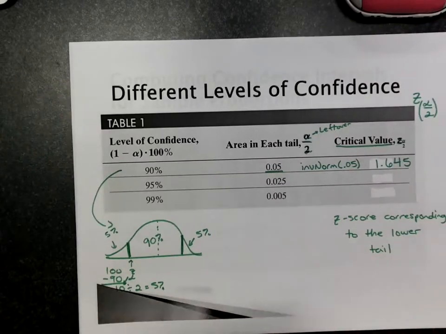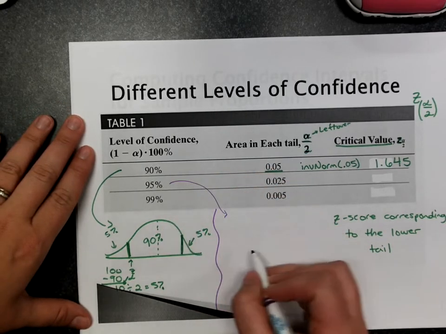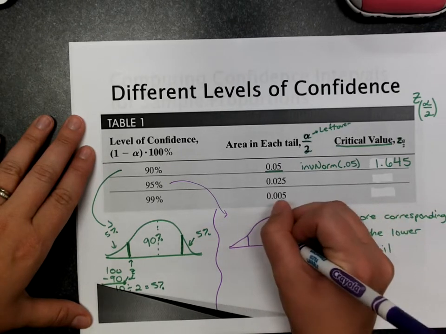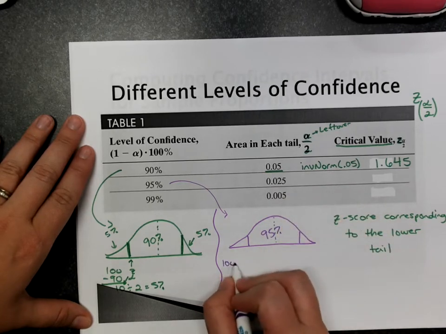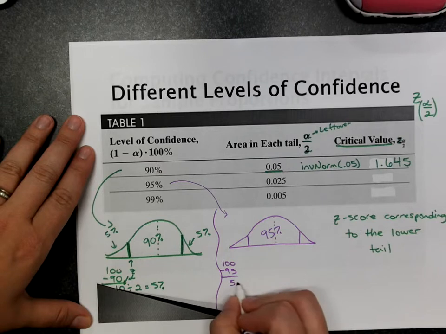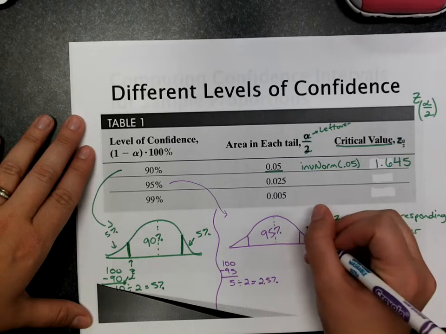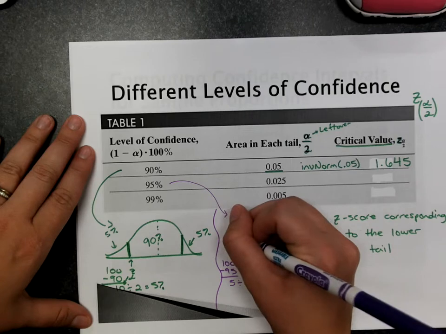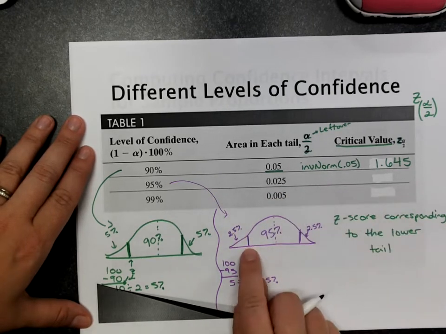So let's try this again with 95%. I'm going to change colors. Hopefully it'll make it a little easier to see. So for 95%, again on the bell curve, that means I want 95% of my confidence intervals to be in the middle, around that true proportion or true mean. If I do 100 minus 95, that leaves me 5. Divide that by 2. We did this earlier. That leaves 2.5% in the upper tail, 2.5%, and also 2.5% in the lower tail. And I'm looking for that z-score at the lower tail.